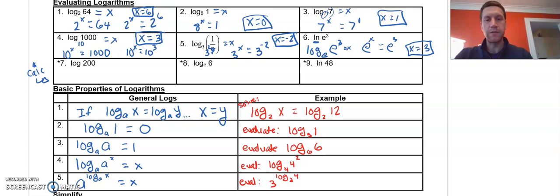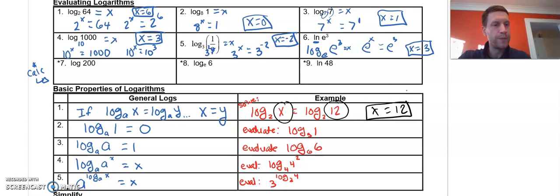On the right side, if you have an equation that says solve log base 2 of x equals log base 2 of 12, I have two logs of the same base, so I can set the inside equal to each other. X equals 12, solve for x, we're done. Okay, pretty simple.